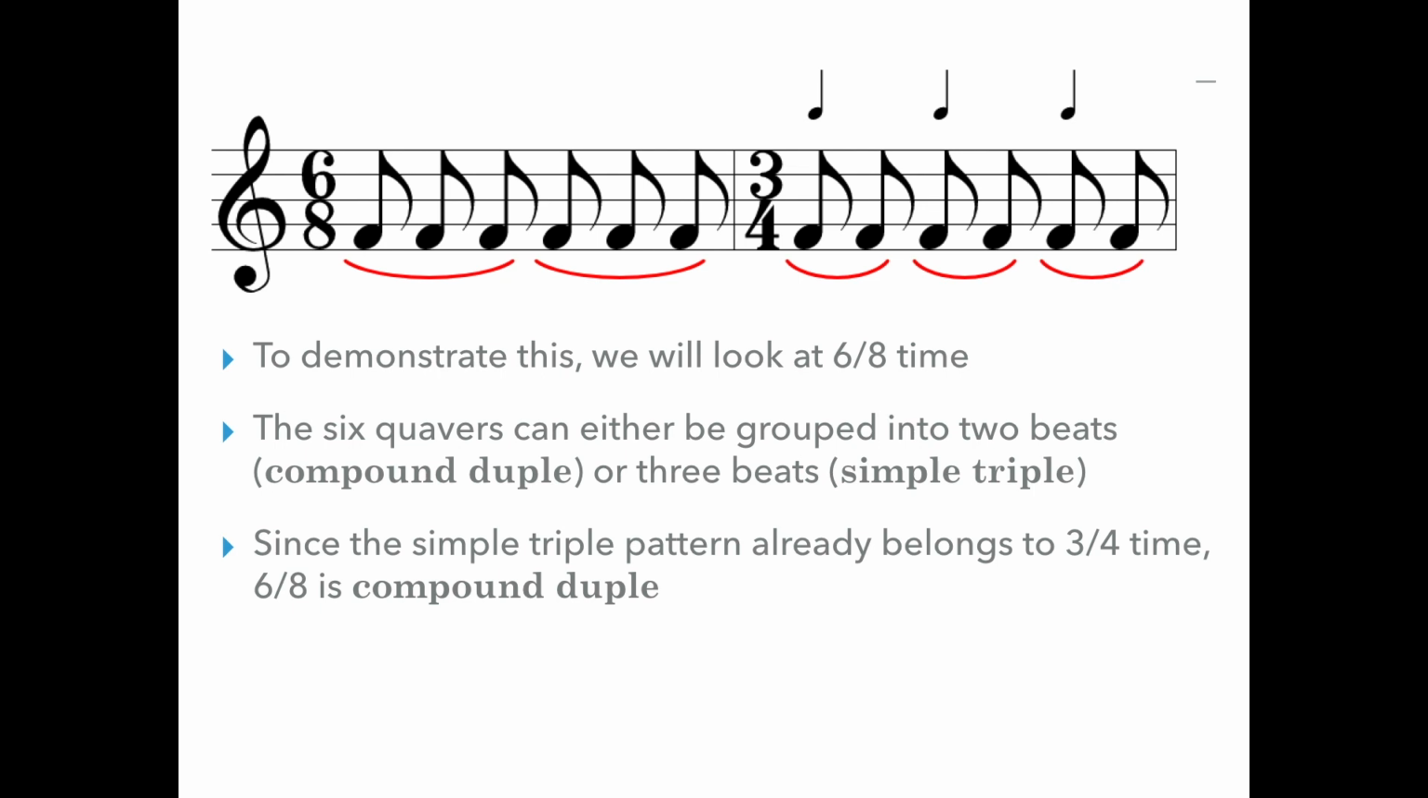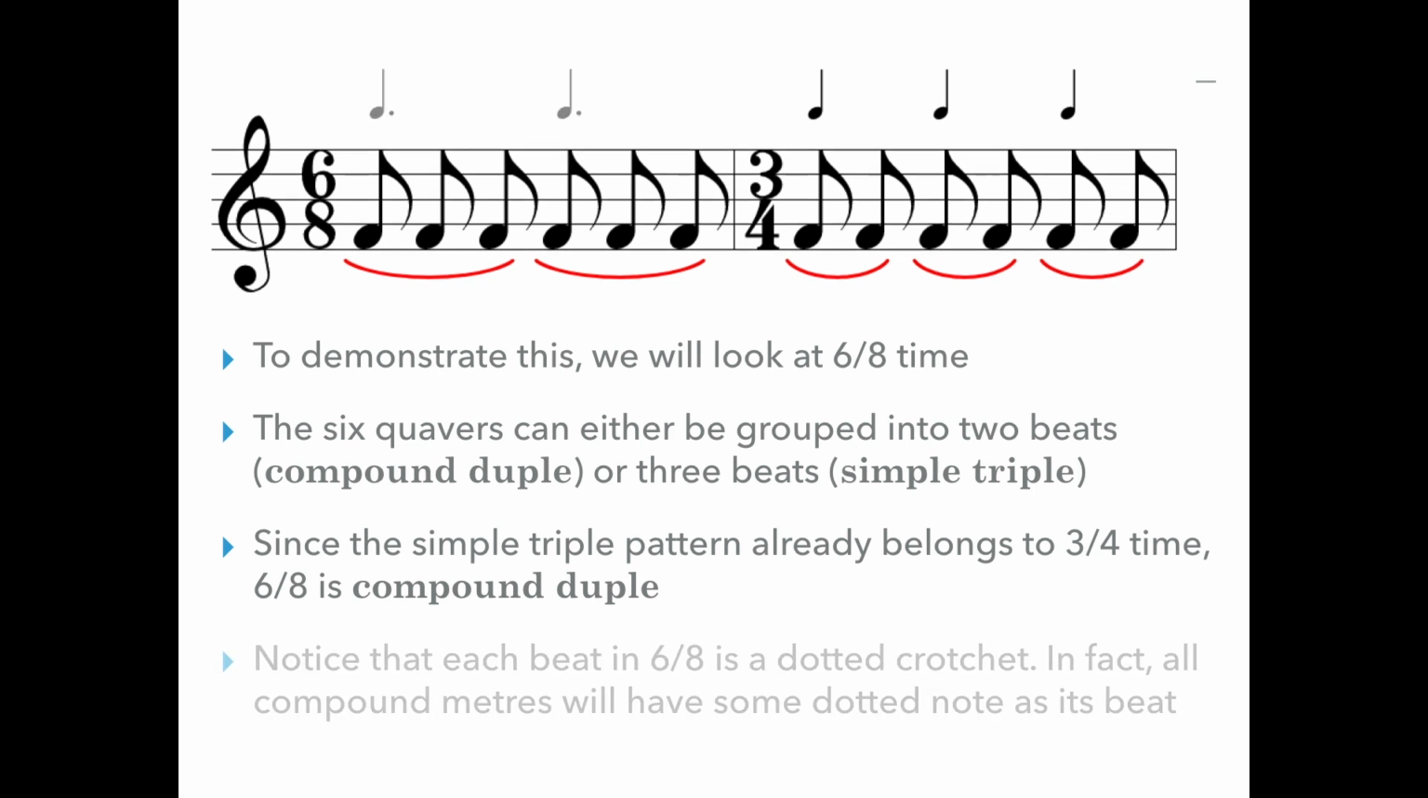So what we're going to do now with 6/8, we are actually going to divide them into 3s, and so you've got 2 groups of 3. So therefore, we've actually got duple time again, but it's compound. So we've got 2 main beats, and they're subdivided into 3 quavers. Notice that each beat in 6/8 is a dotted crotchet.